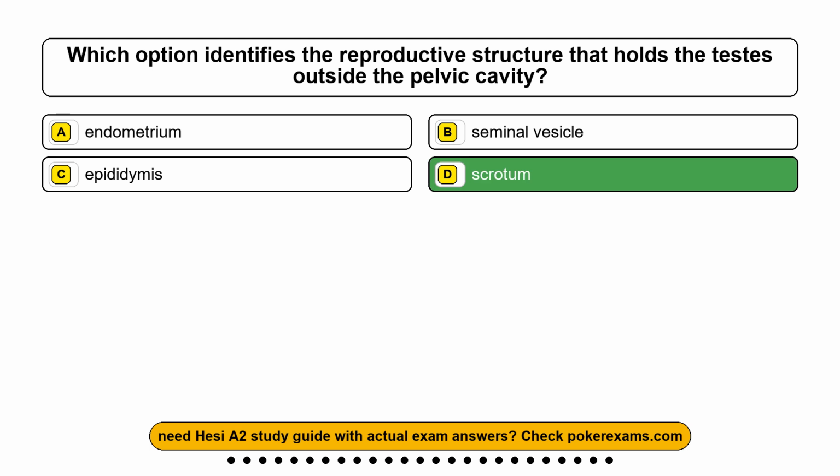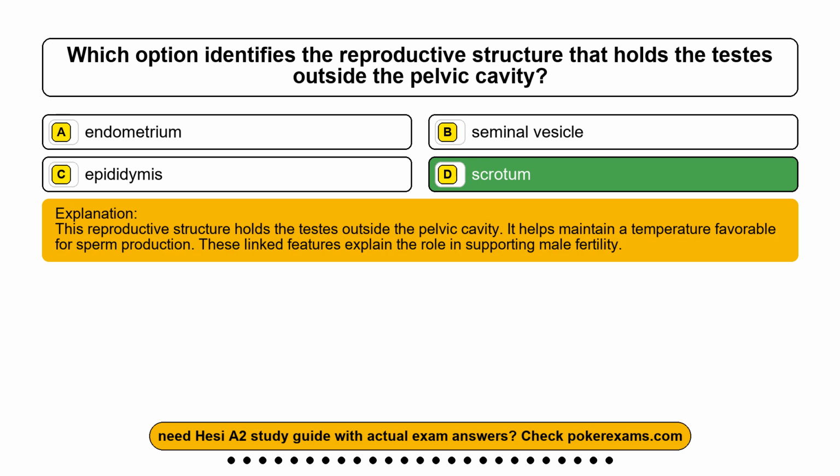The correct answer is option D, scrotum. This reproductive structure holds the testes outside the pelvic cavity. It helps maintain a temperature favorable for sperm production. These linked features explain the role in supporting male fertility.